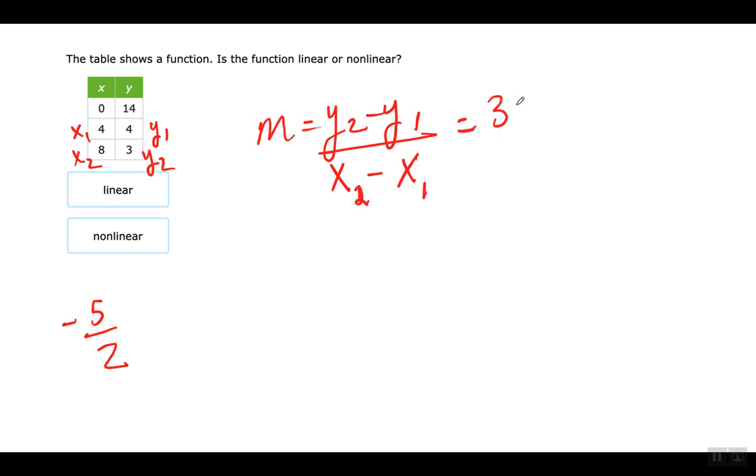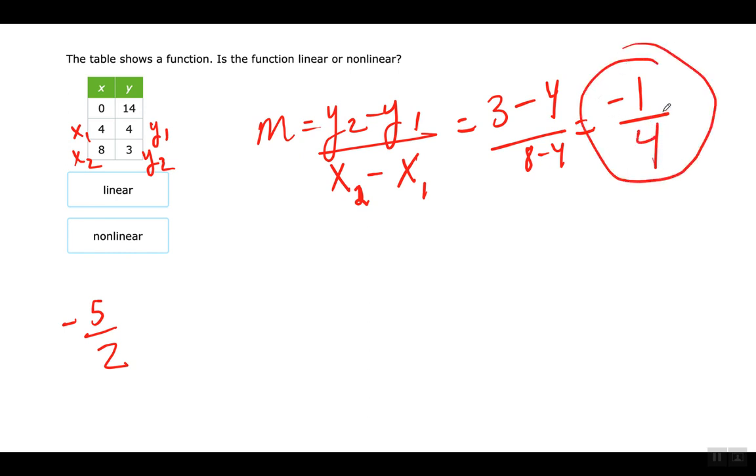All right, so when I plug in the values, I'm gonna get 3 minus 4 on the top and 8 minus 4 on the bottom. As you could see, for this one, the rate of change is different. For the bottom two, I get negative 1 over 4. For the top two, I got negative 5 over 2. So this is non-linear. Okay?